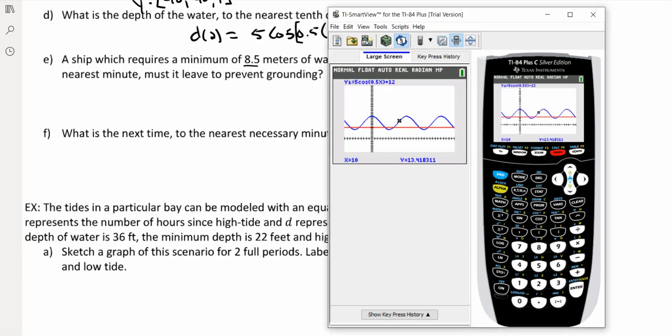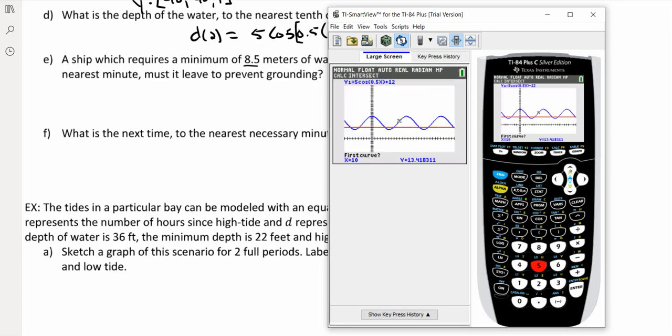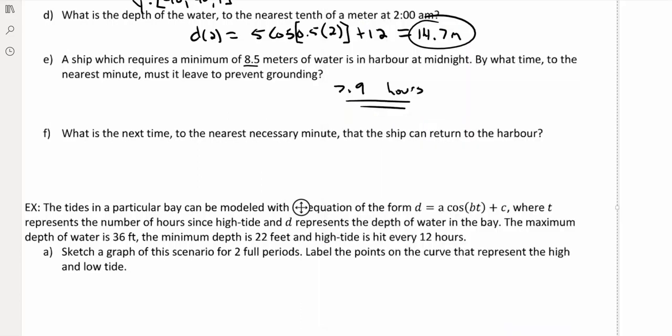Okay, so we'll go second calculate, intersection, so 5, and now we'll move all the way over here. Okay, so enter, enter, take a guess. So that's going to be at 20.4. So that's going to be after 20.4 hours on the 24-hour clock.